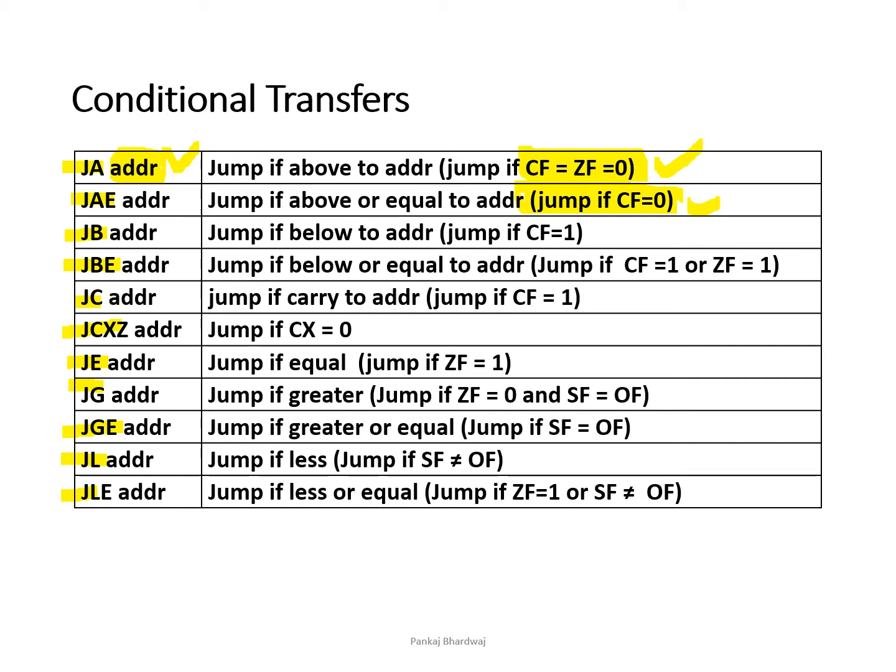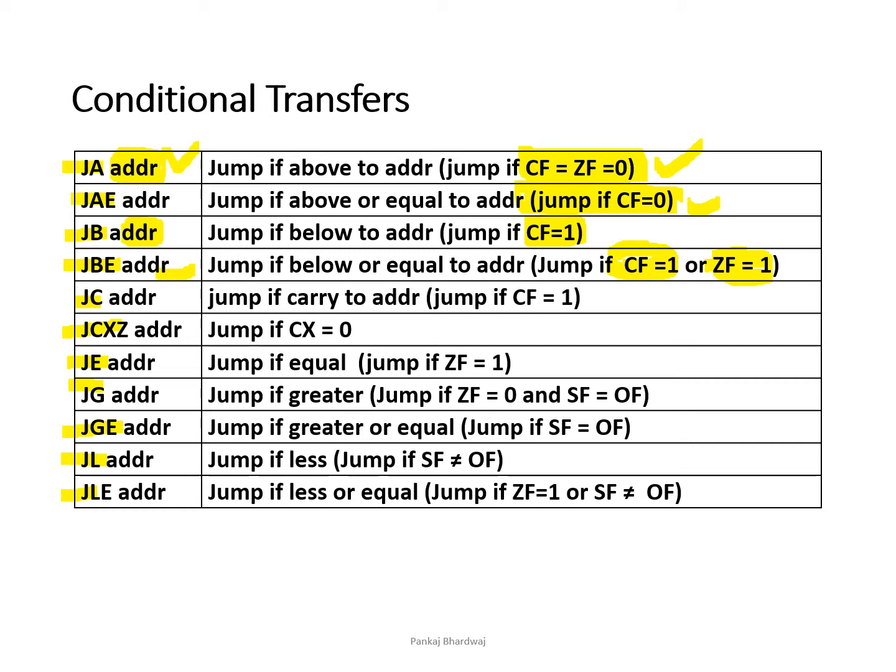JB, that means jump if below. Now if it is above, then we are checking that the carry flag is 0. So if it is below, then we check when the carry flag is 1. When the carry flag is 1, the jump if below condition is true, so it will go to the address location and fetch the next instruction from the address given by the command. Jump if below or equal, that means the carry flag is 1 or the zero flag is 1. When the zero flag is 1, that means it is equal, and below means it is checking the carry flag. It will go to the address.